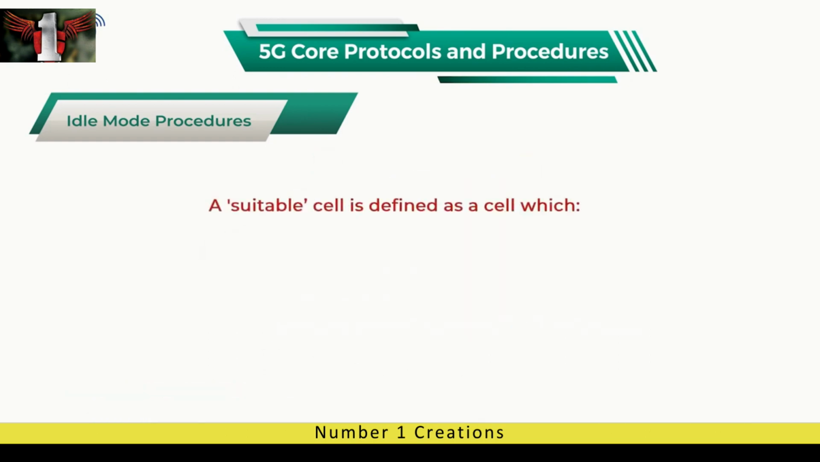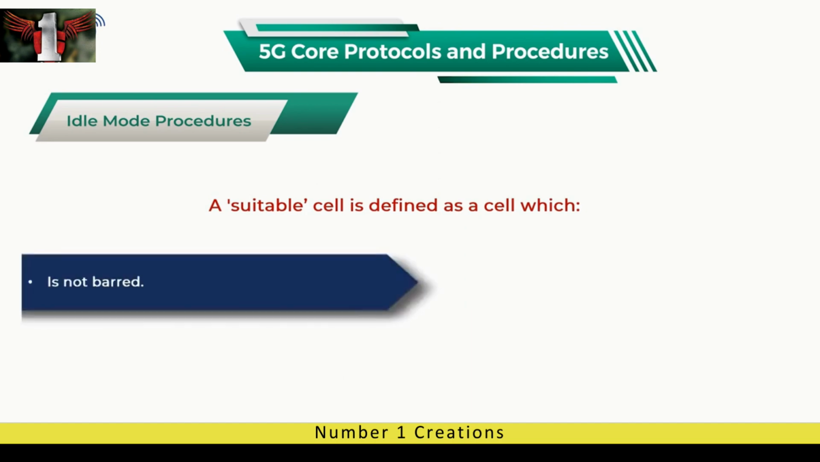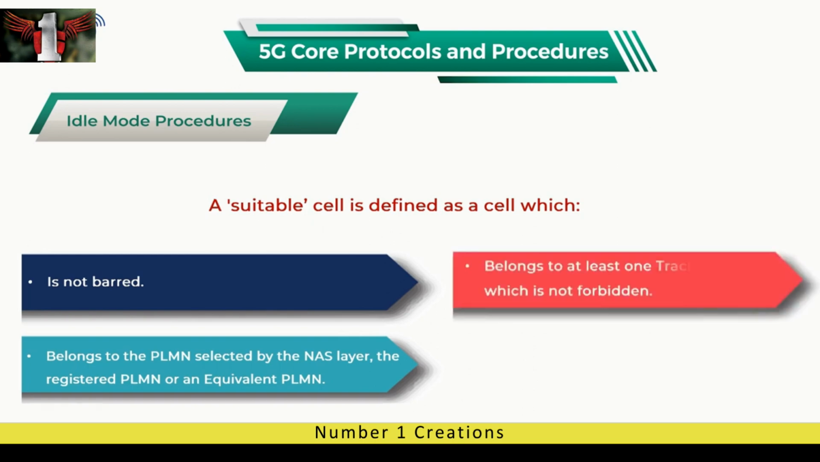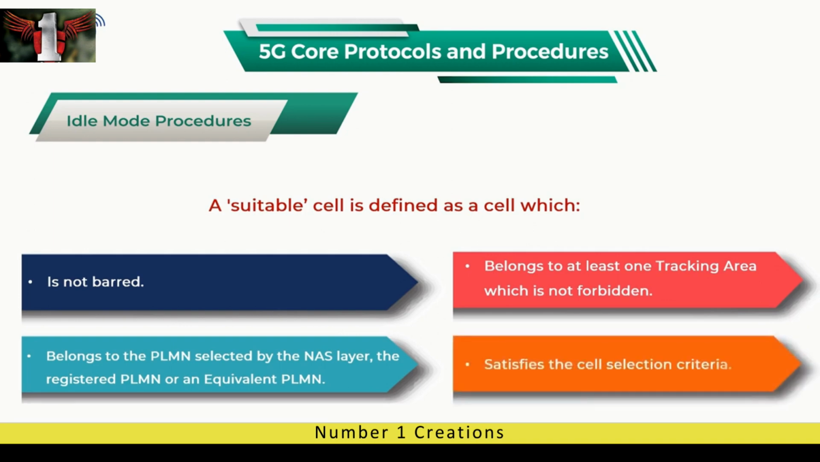A suitable cell is defined as a cell which, first, is not barred. Second, belongs to the PLMN selected by the NAS layer, the registered PLMN or an equivalent PLMN. Third, belongs to at least one tracking area which is not forbidden. Fourth, satisfies the cell selection criteria.